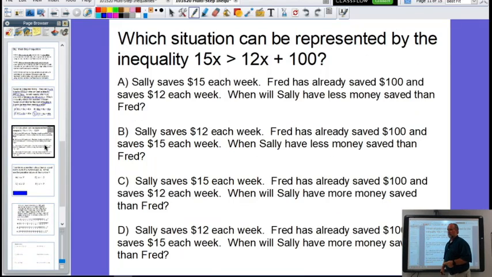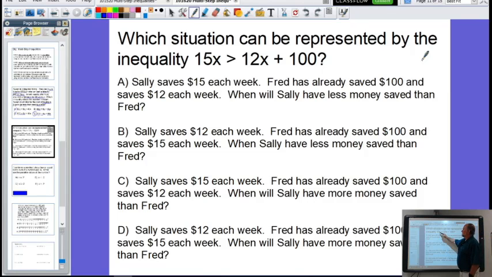Well, here's another type. Which situation can be represented by the inequality 15x is greater than 12x plus 100? So they give you the inequality, and you've got to match it to a scenario. Okay, so this is one of those where you really have to read and be very careful. Okay, so A, Sally saves $15 each week. Fred has already saved $100 and saves $12 each week. When will Sally have less money saved than Fred?